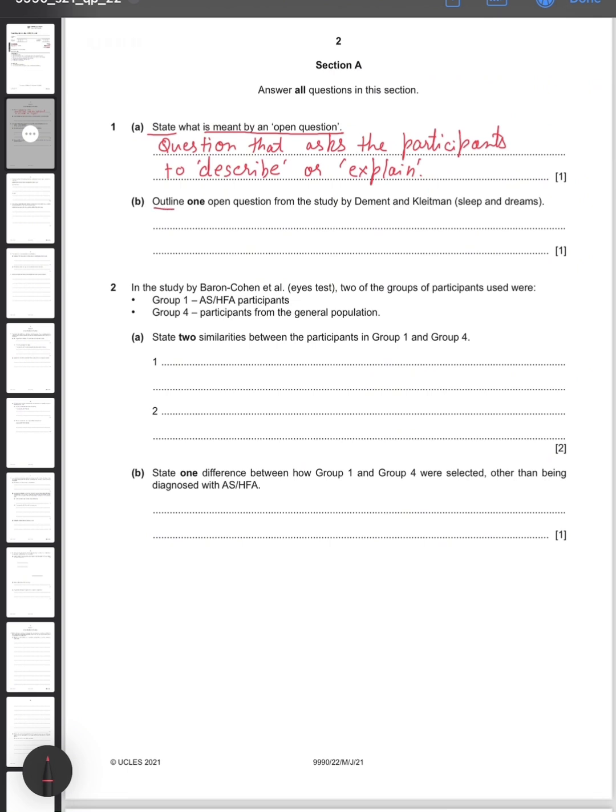Part B of question 1 says, outline one open question from the study by Dement and Kleitman, sleep and dream. So one open question from this study was that this study asked participants to describe their dreams, their dream content.